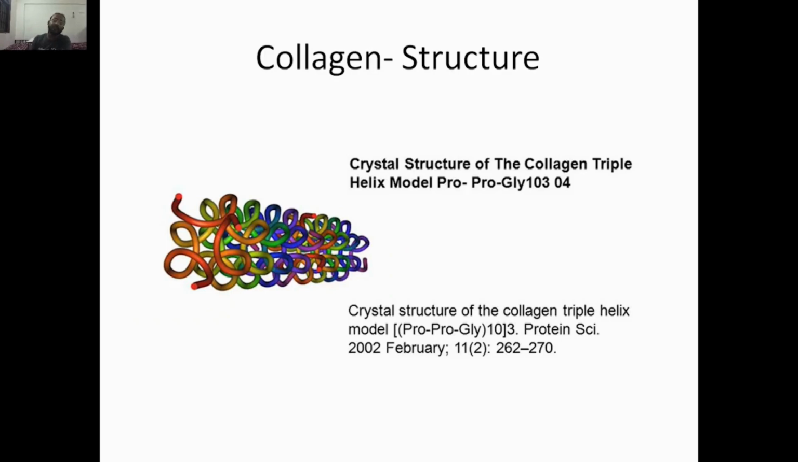So the collagen structure, this image is taken from a reference, which was published in Protein Science Journal in 2002. Here this is the crystal structure of the collagen triple helix model, 1K6F, and that was the specific name given to this particular structure, which was published in 2002.